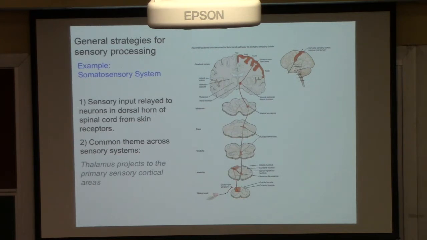Okay, so for basic strategies for sensory processing, I already mentioned this, but maybe some of you know this already. Here's an example of the somatosensory system. Somatosensory is the sense of touch, right? So you have sensory input that's related to neurons in the dorsal horn of the spinal cord.